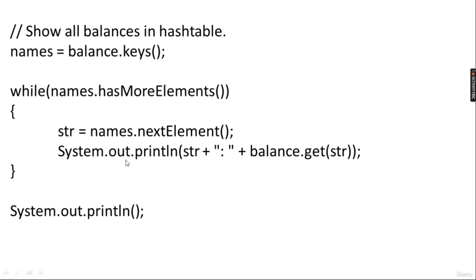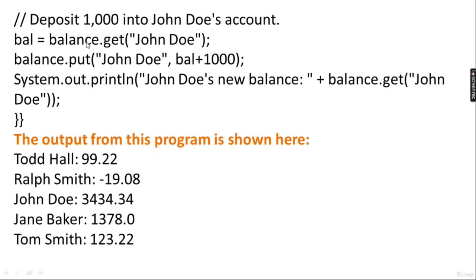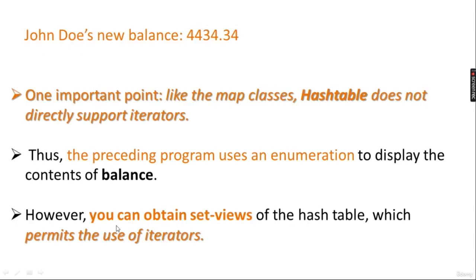While names has more elements, names.nextElement() is taken and it is used in balance.get(key). It will give the value of the particular name. If I pass John Doe, it will return the balance of that particular John Doe element, that is, the account balance. Then deposit: balance.get(John Doe), balance.put(John Doe, plus 1000), and the new balance is displayed. Toad Hall, Ralph Smith, John Doe, Jane Baker, Tom Smith. So it is a re-engineered program that we have already seen previously. The only difference is we implemented it using a hash table.